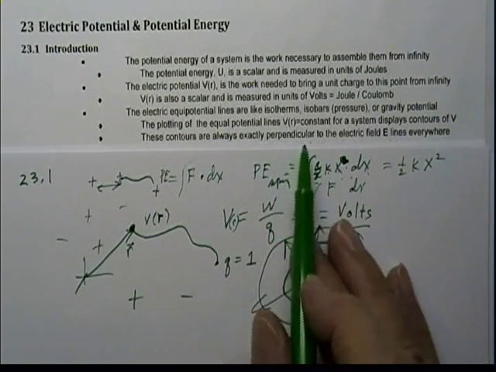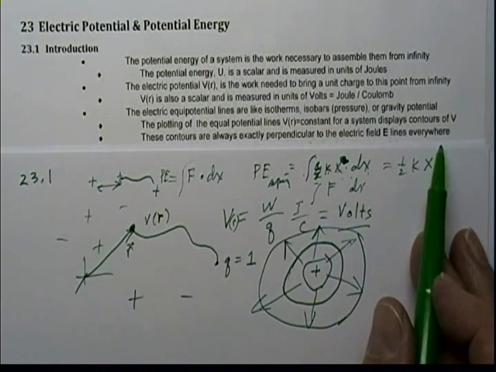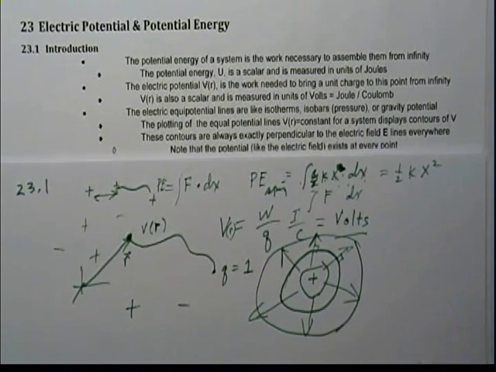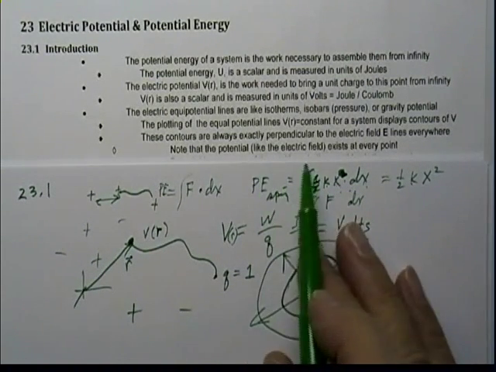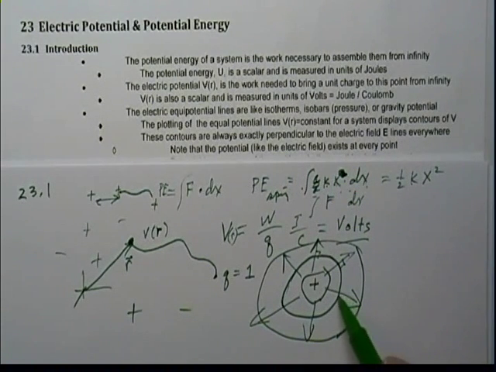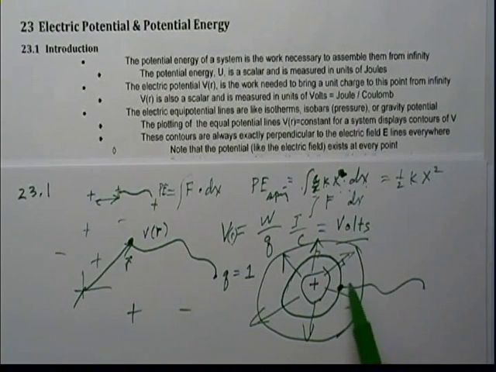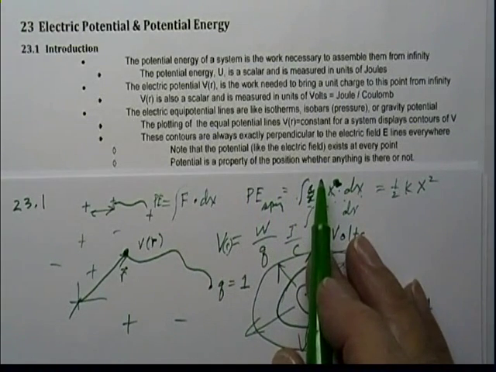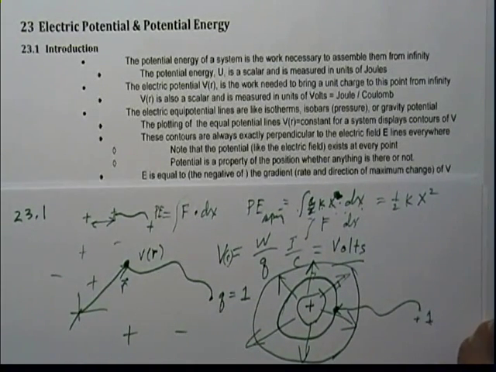The contours are always exactly perpendicular to the electric field lines everywhere. You notice how I've drawn these, they're exactly perpendicular everywhere. And you note that the potential, like the electric field, exists at every point. You don't have to have a charge there. We have a potential right here, even though there's no charge there. Why? The potential right here is how much work we'd have to do to drag a positive unit charge, plus 1 coulomb, from infinity and drag it up to that point. The potential, therefore, is a property of the position, whether there's anything there or not.